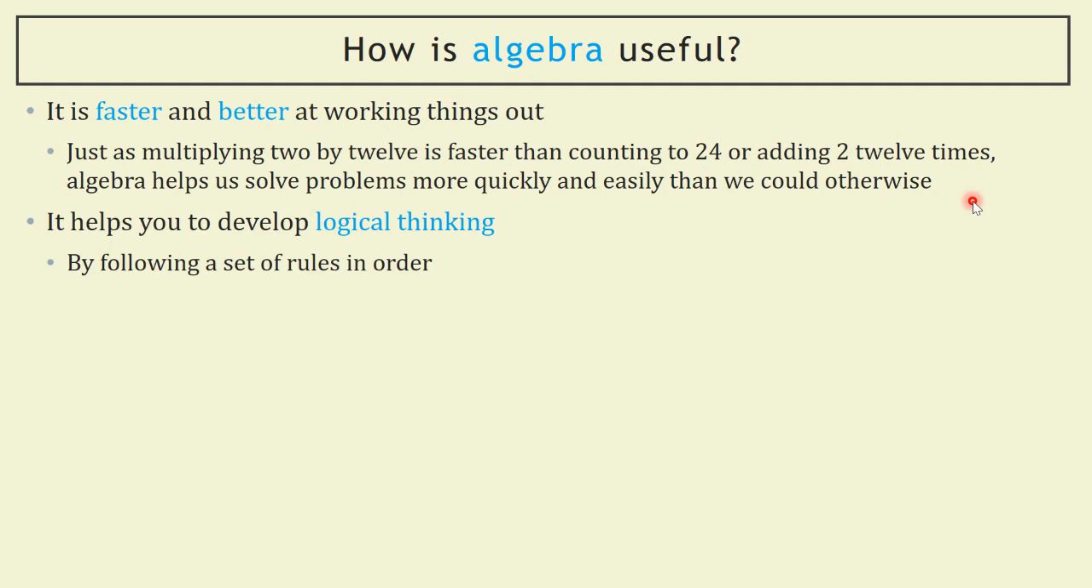It helps us to develop a logical thinking method, okay? So it helps us to work on logical thinking, doing things in the right steps, following a set of rules in order. It helps us to become logical in the way that we think about things, and that can go way outside of maths and sciences into social sciences, into history, into geography, into lots of other areas. It helps you to become logical in the way that you think.